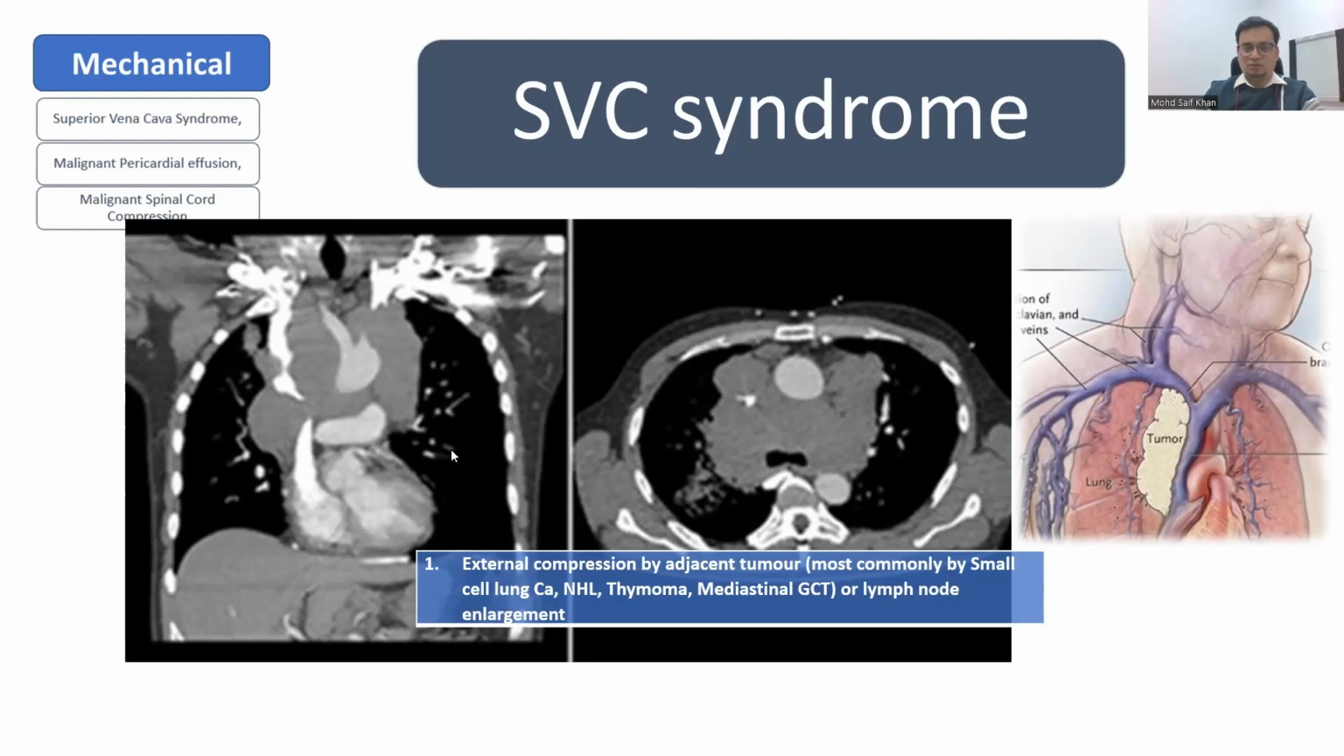That is the most common tumor which gives rise to SVC syndrome, and tumors are the most common reason for SVC syndrome. So in tumors, we can have small cell lung cancer, which is the most common cause, and then we can have non-Hodgkin lymphoma, thymoma, mediastinal germ cell tumor, or lymph node enlargement, or any other type of tumor which can give rise to SVC syndrome. But other tumors are quite rare. The most common is small cell lung cancer, followed by non-Hodgkin lymphoma.